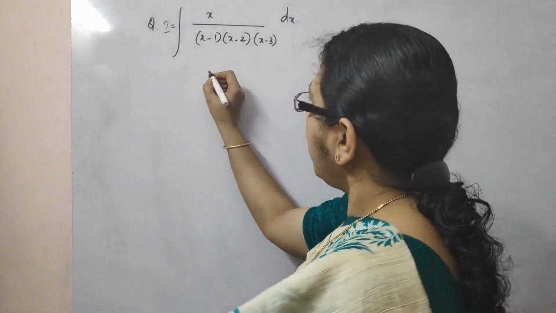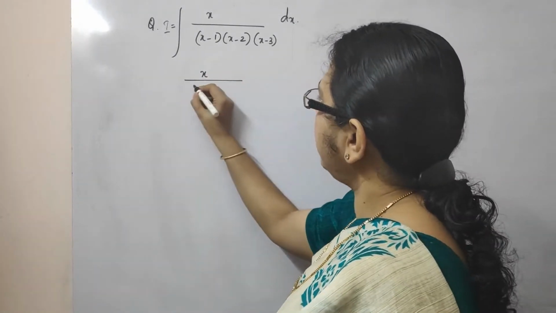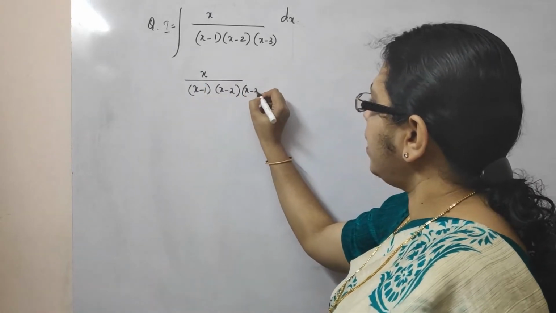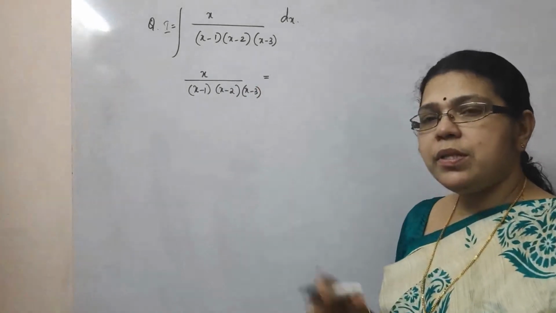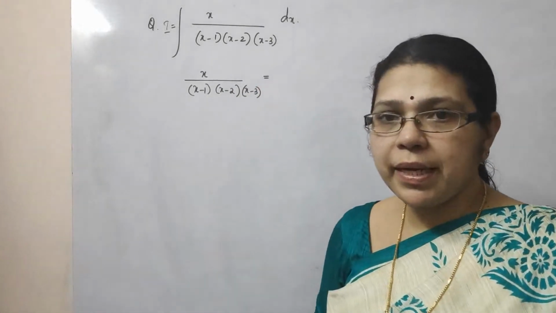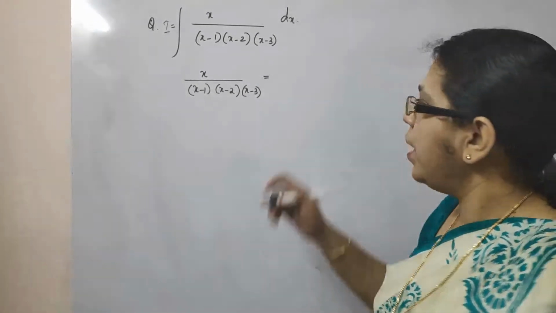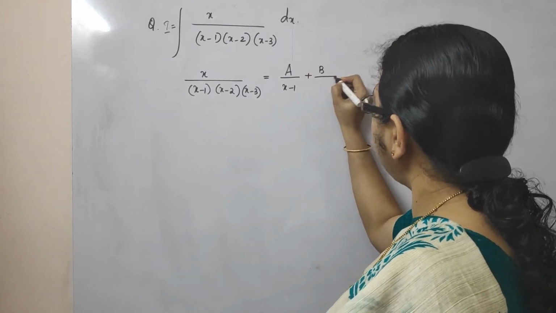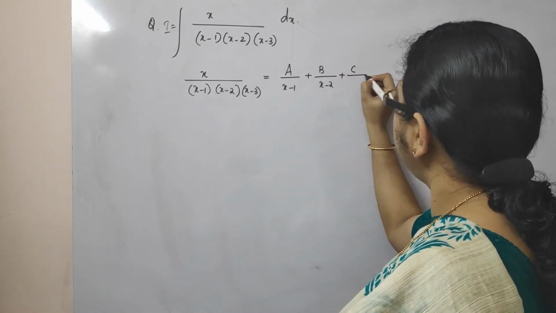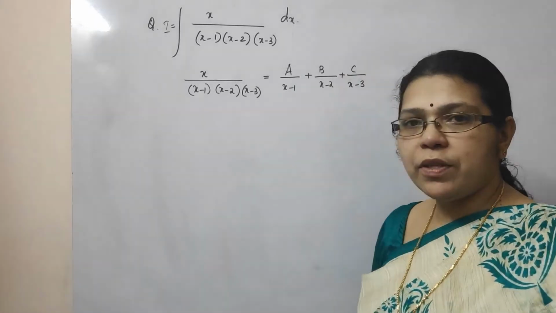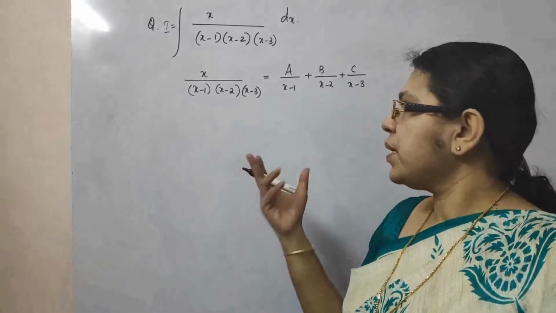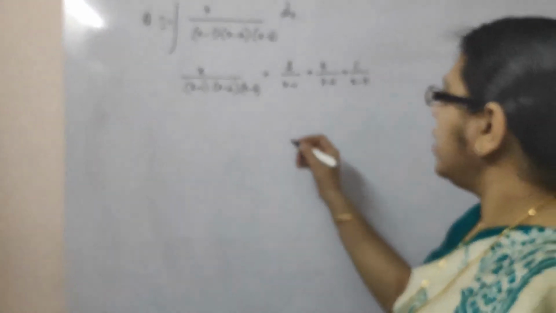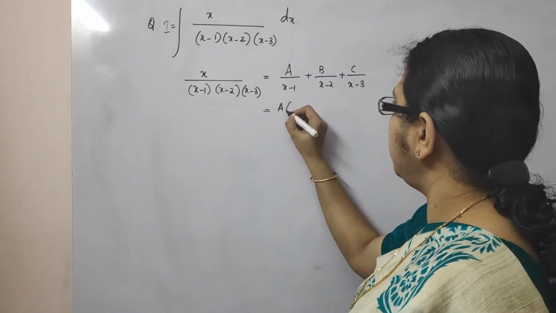Now, without writing the integral sign, I will write this as x into x minus 1 into x minus 2 into x minus 3. Now, as you know, this is a rational fraction, right? How will I express this in the partial form? I can write this as a by x minus 1 plus b by x minus 2 plus c by x minus 3, because this is of the form px plus q by x minus a into x minus b into x minus c form.